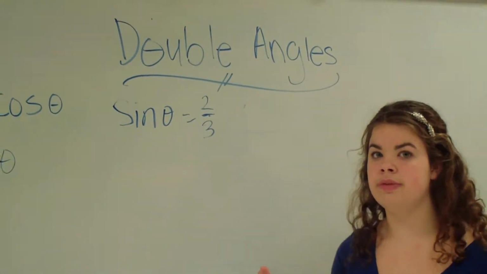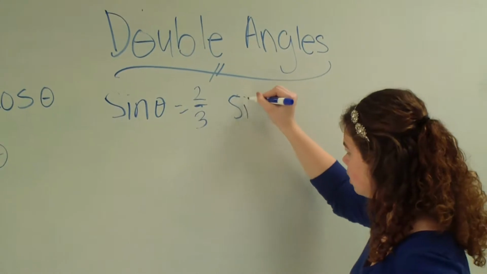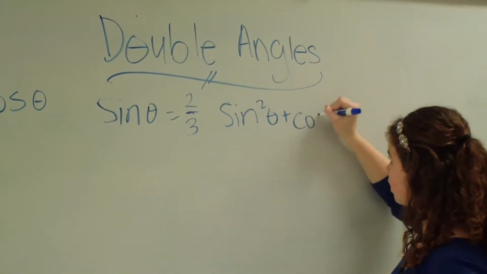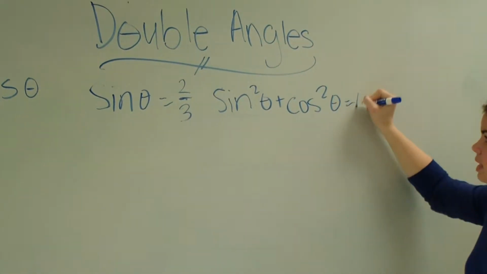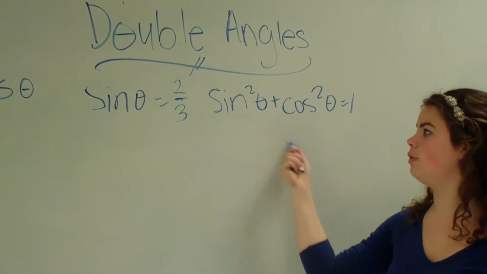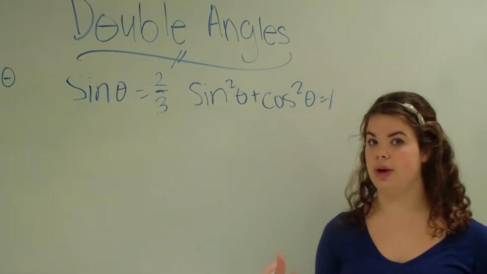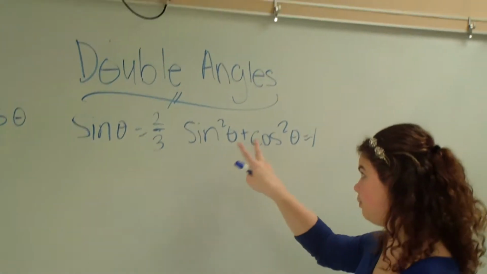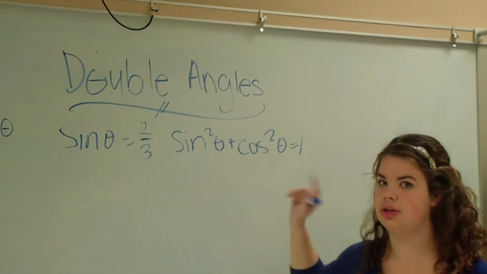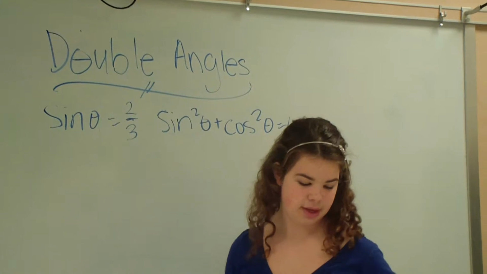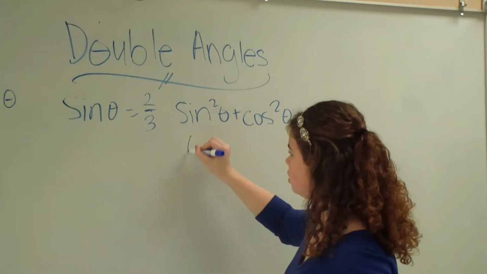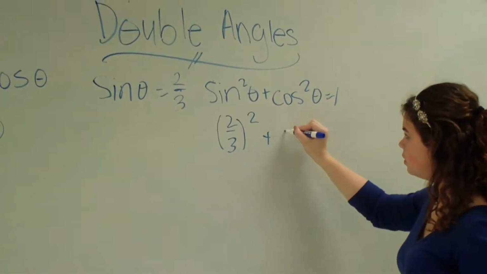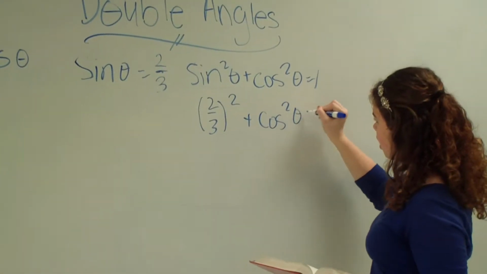Now, if you remember from previous units, we know that sine squared theta plus cosine squared theta equals 1. This is very useful. Don't forget this piece of information because it often comes up in equations as well, and you'll be able to substitute different parts for 1. Because if you have a sine squared and a cosine squared, you can just put a 1 in there and it makes your life easier. So if we know sine is 2/3, remember 2/3 squared plus cosine squared equals 1.